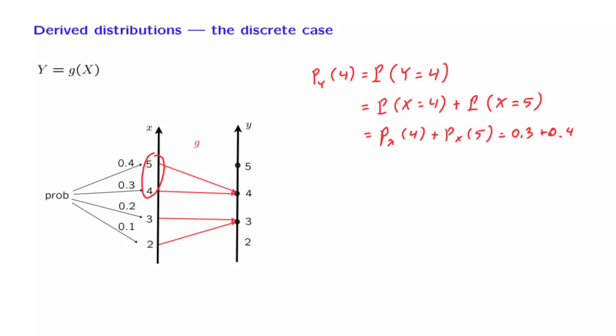More generally, for any given value of little y, the probability that the random variable capital Y takes this particular value is the sum of the probabilities of the little x that result in that particular value. So the probability that a random variable capital Y, which is the same as g of x, takes on a specific value is the sum of the probabilities of all possible values of little x, where we only consider those values of little x that give rise to the specific value little y that we're interested in.